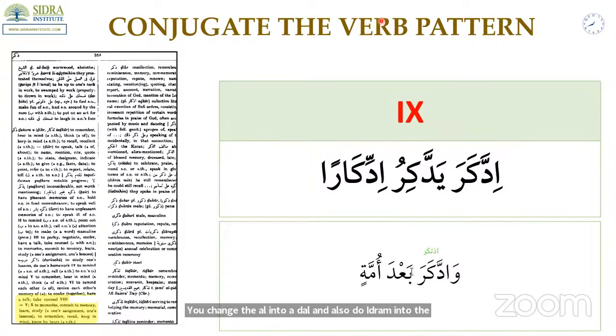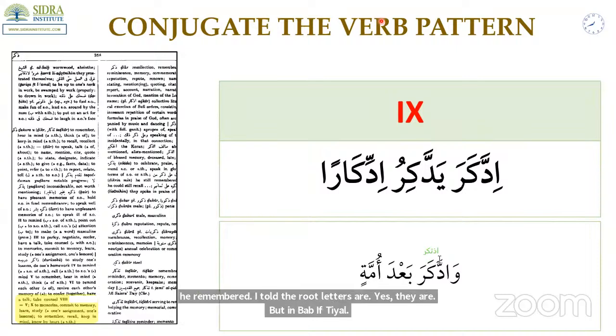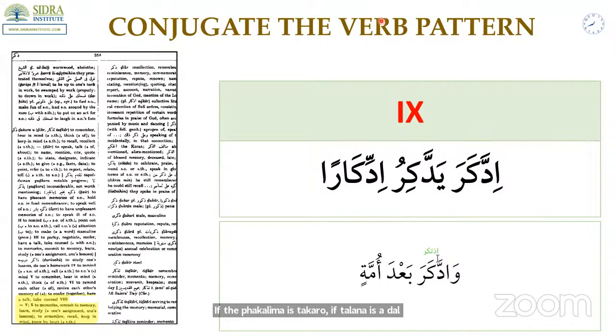So that's why you said waddakara. If you look at this translation, you will say he remembered, and you're thinking waddakara, he remembered. I thought the root letters are zal, kaf, and ra. Yes, they are. But in bab iftial, if the fa kalima is zal, then you'll change that into a dal, and the ta you'll change into a dal and do the idgham, and it becomes waddakara. Everyone understand that? It's pretty straightforward, it's not hard.